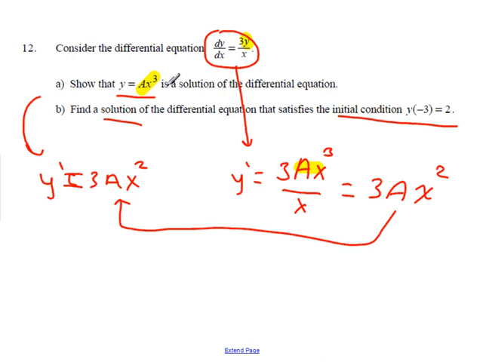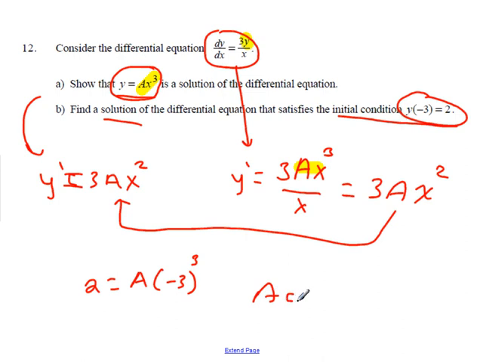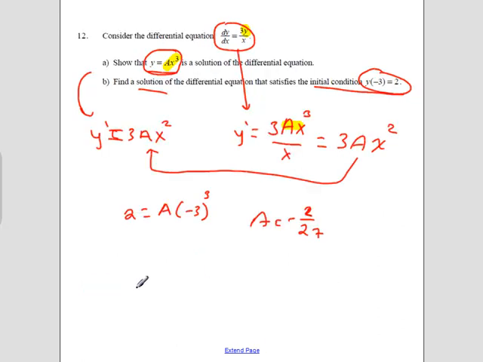Good. So now we want to find the specific solution that has this condition. So we're going to say, well, plug 2 in for y and -3 in for x, and we're going to get 2 equals a times -3 cubed. So we get that a equals -2 over 27. So therefore my final solution is that y equals -2 over 27 x cubed.